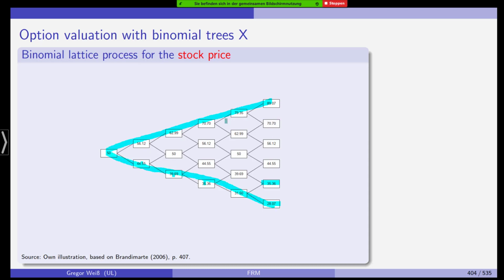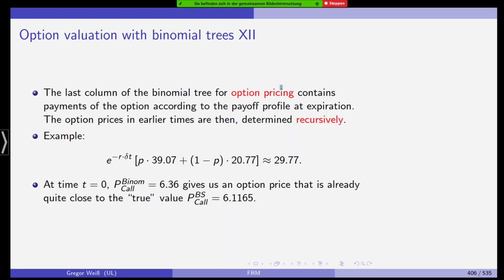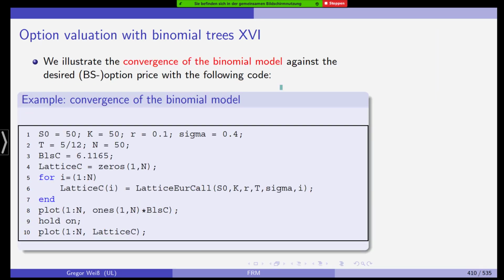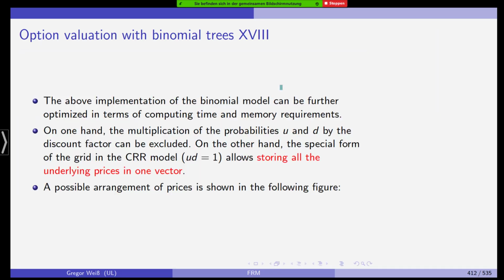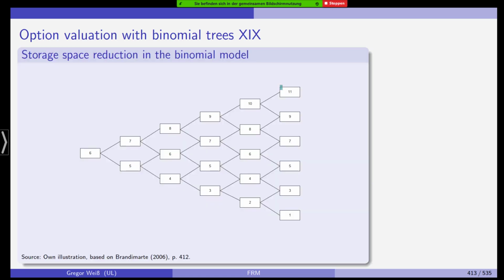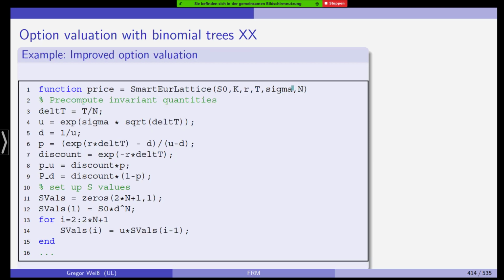So what you can see is you only need these values. If you only have this vector, you can set up the lattice using only these values. So you can save on memory and storage. So you can improve on this a little bit. A possible arrangement of prices is shown here. You can see it's again only this vector: 1, 2, 3, 4, 5, 6, 7, 8, 9, 10, and 11. So you don't need all these values. You can reduce storage space and computation time. So this is an improved version.